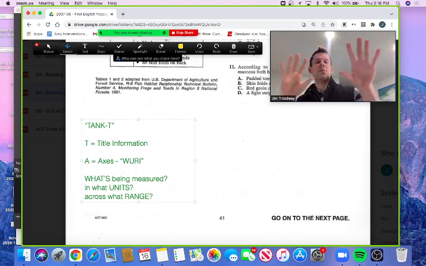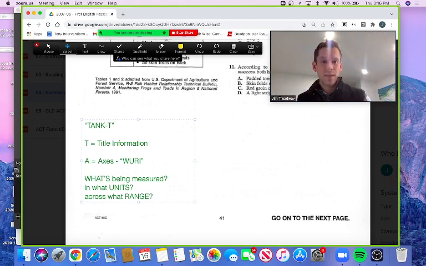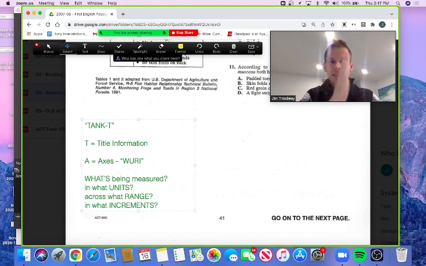Also, some questions you're comparing two graphs, and if you're just assuming that both graphs have the exact same range, you'll often find they don't, and that's how you could get a question wrong. So, what's being measured? In what units? Across what range? In what increments? Increments on a graph, you would think would be regular, like 2, 4, 6, 8, 10, 12, 14. Sometimes they're irregular. Sometimes it's like 2, 6, and then 11, and then 17. Or sometimes it goes up exponentially. It's like 2, 4, 8, 16, 32, 64, 128, 256.